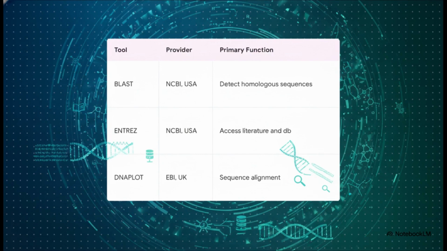You've got BLAST from NCBI, which is used to analyze sequence info and detect homologous or related sequences. There's Entrez, also from NCBI, which lets you seamlessly access literature, sequence, and structure databases all in one go. And tools like DNA Plot out of the UK, functioning specifically as a sequence alignment tool.